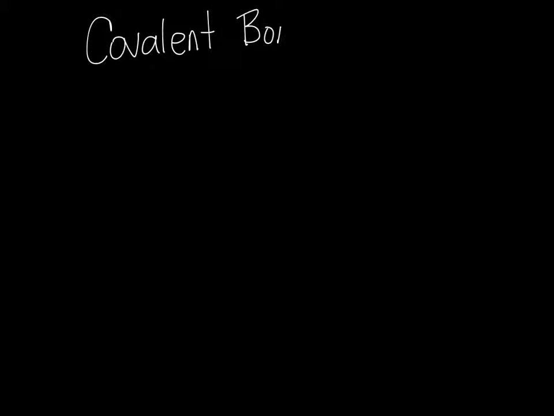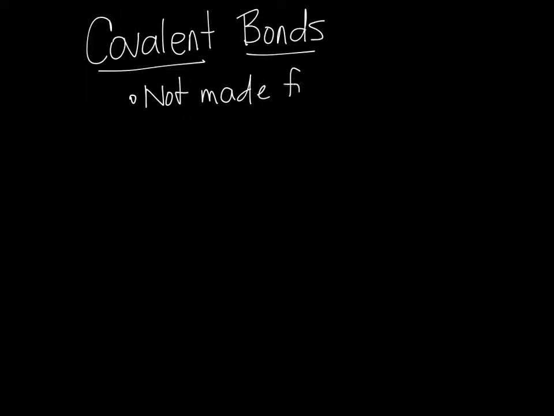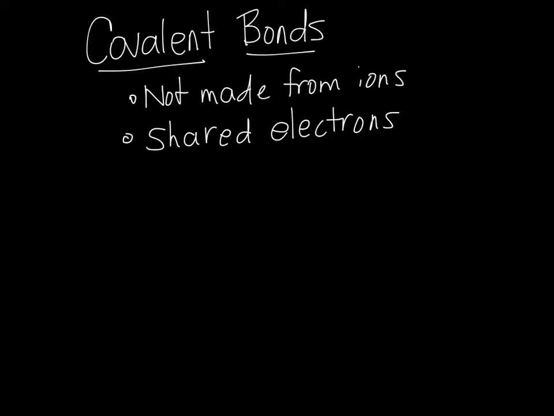Now we're ready to talk about our second kind of bonding. The second kind of chemical bonds that we're going to learn about are called covalent bonds. Covalent bonds are not made from ions, because instead of having 1 electron lost and then gained, these electrons instead are shared. Electrons end up being shared between 2 atoms.